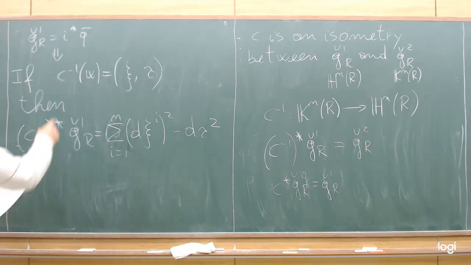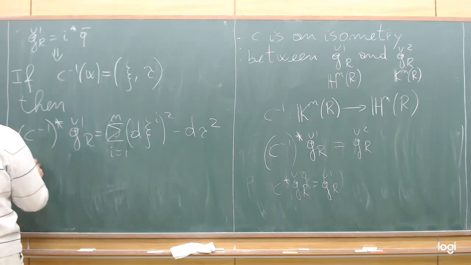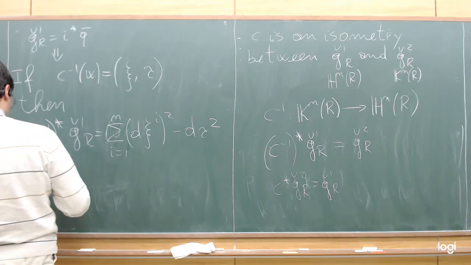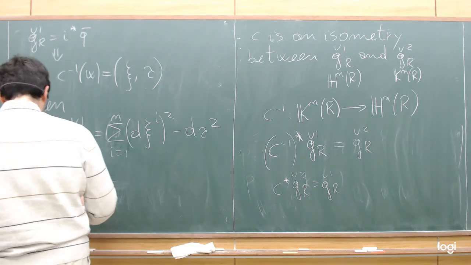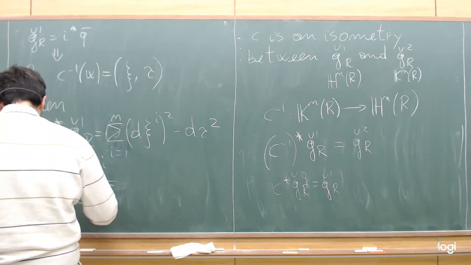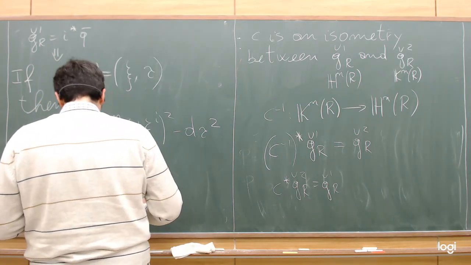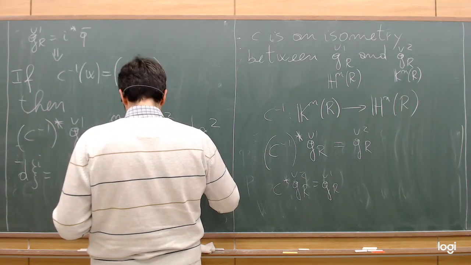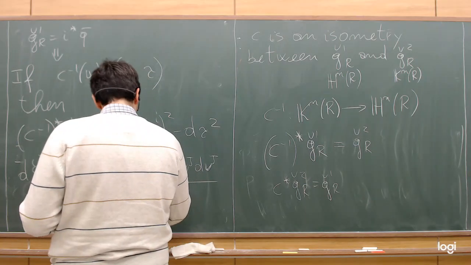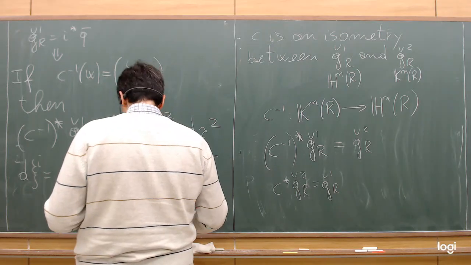You use the formula for C inverse I wrote down on the blackboard, and you use the fact that dxi is r dwi over square root of r square minus w square plus r wi sum on j wj dwj divided by r square minus w square to the power 3 over 2.